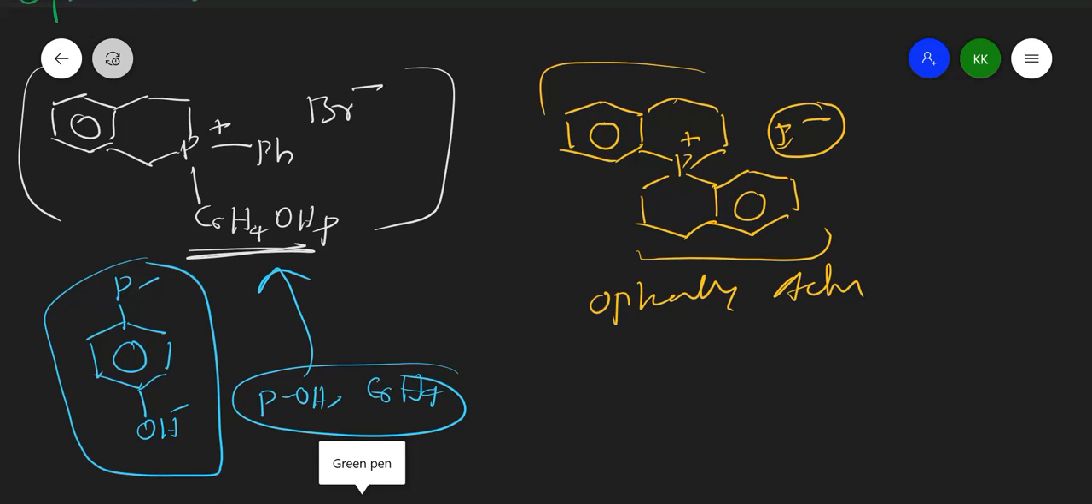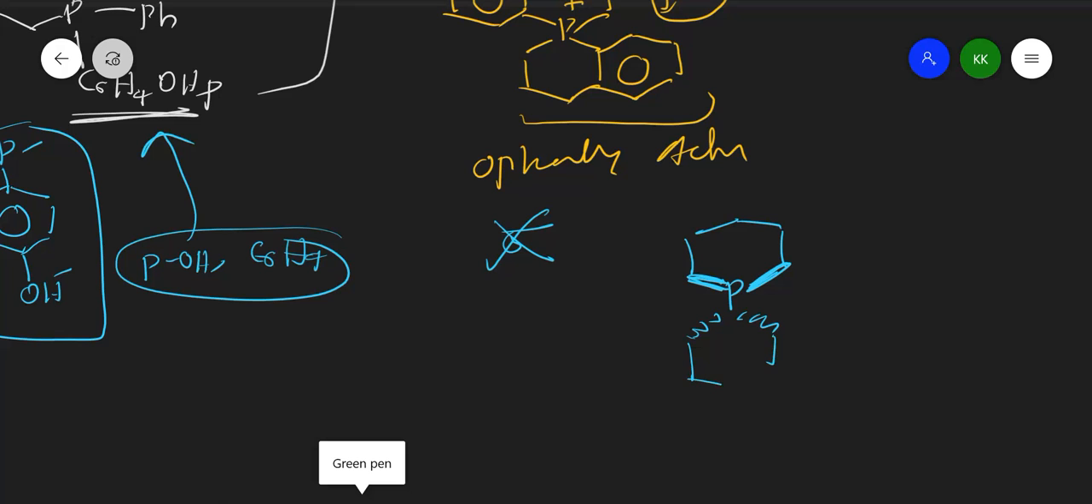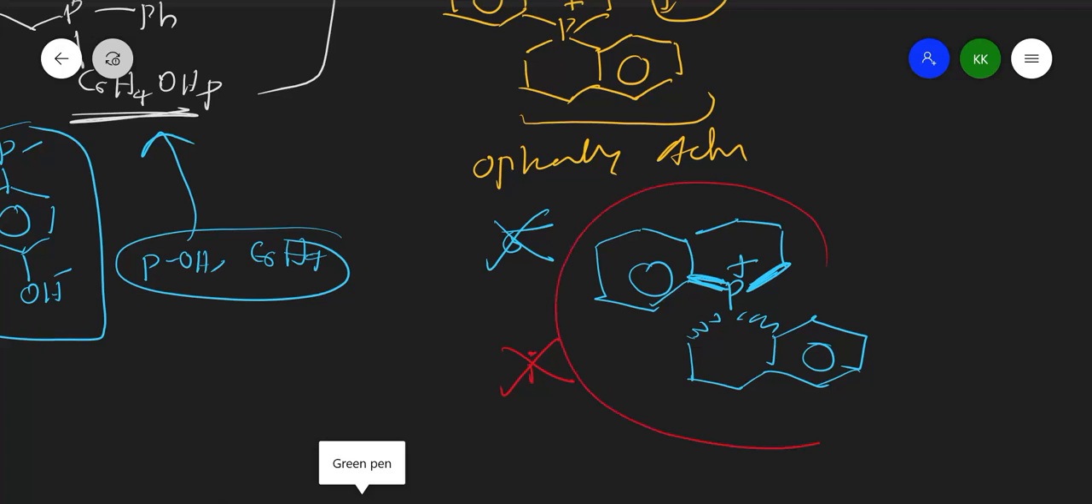It would have a plane of symmetry or something, but here no plane of symmetry will be there, because it will be like this. Two of the bonds will be above the plane, for example, this will be above the plane like this, and this will be below the plane, right? Because of which there is no plane of symmetry, no center of symmetry, no symmetry elements. So the symmetry elements are absent, and this phosphorus becomes asymmetric.